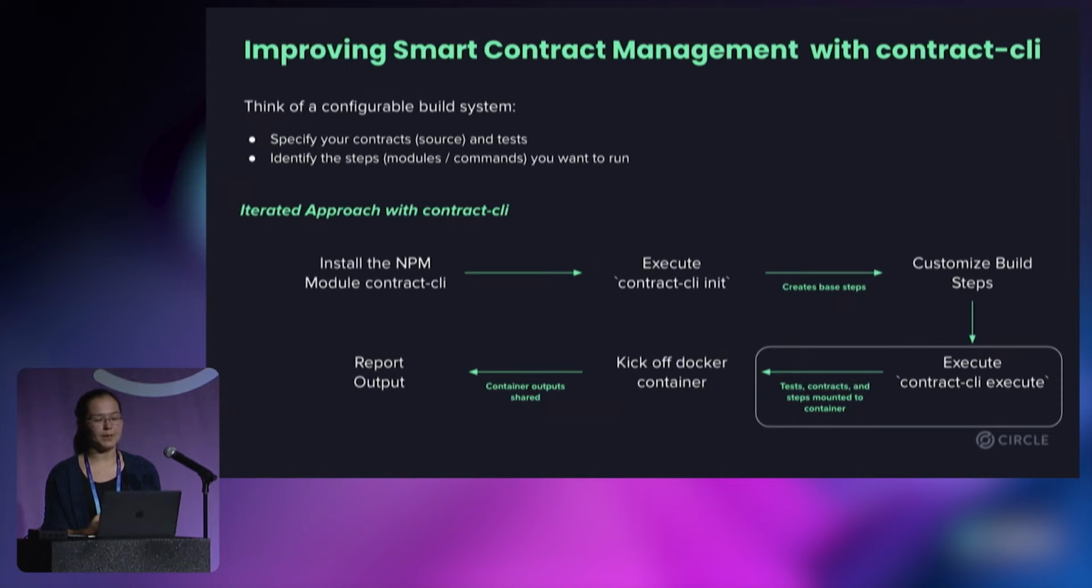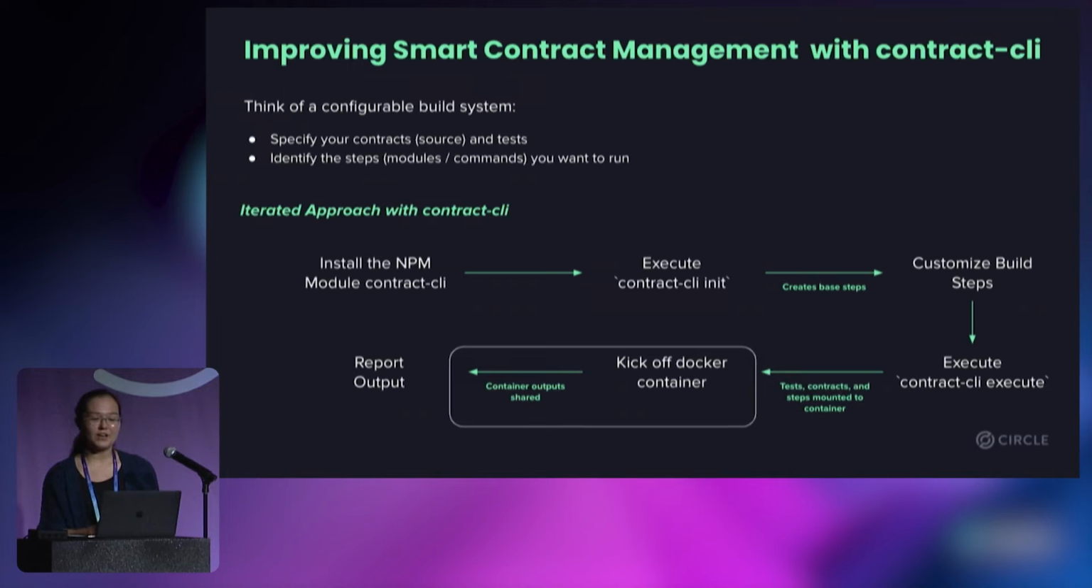Once you've configured your steps, you can run the execute command. This command binds your current directory as a volume to a Docker container it kicks off to allow the container to access your contracts, tests, and steps. Then, the Docker container runs. It executes your steps in order, first running the installation and then the execution scripts. All results of your scripts are reported on the command line, and any files created, such as ABI and bin files or contract wrappers, are shared back with the local machine file system.